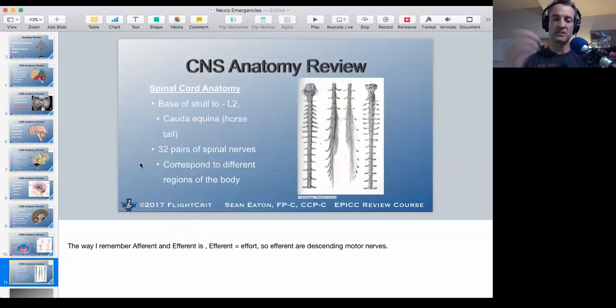Remember your basic spinal cord anatomy, which is the number of nerve tracts. You've got 32 pairs of spinal nerves. They correspond to different regions of the body.